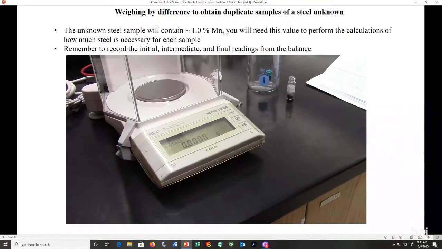We're also going to be weighing by difference to obtain duplicate samples of a steel unknown. The unknown steel sample will contain approximately 1% manganese. You will need this value to perform the calculations of how much steel is necessary for each sample. Remember to record the initial, intermediate, and final readings from the balance.